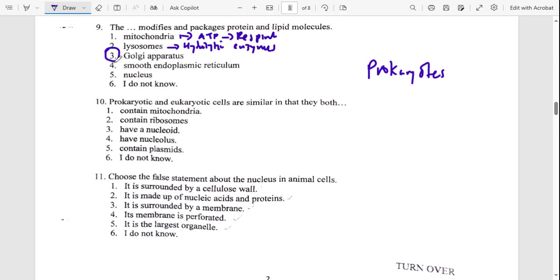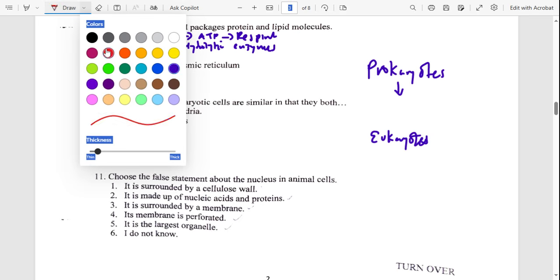So the answer is 3, Golgi apparatus. Lysosomes produce hydrolytic enzymes which destroy microorganisms. Okay, does that make sense? Very good.